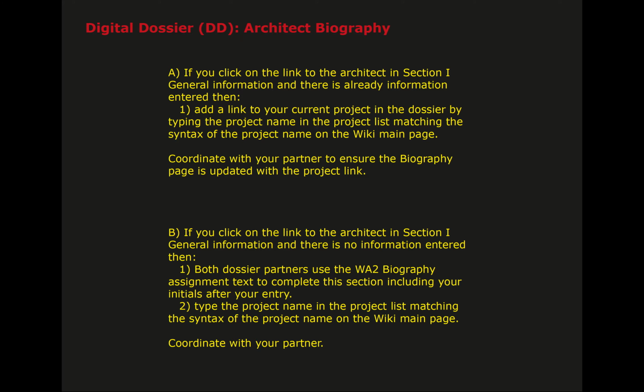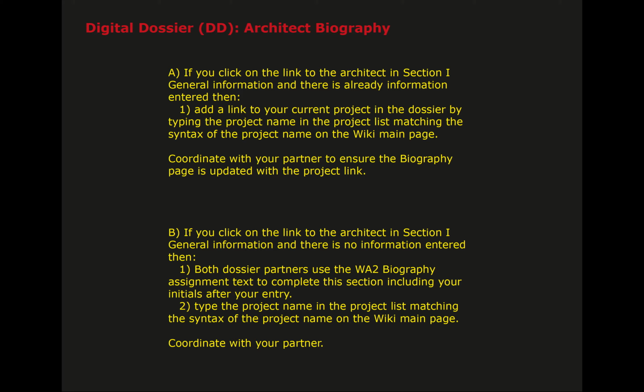If you click on the link to the architect in section 1, in the general information, and there is already information entered, then all you need to do is one step. To add the link of your current project in the dossier by typing the project name in the project list, matching the syntax of the project name on the wiki main page. This will create a link. Coordinate with your partner to ensure the biography page is updated with the project link.